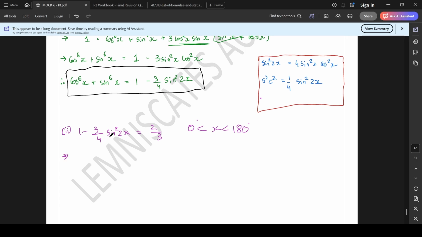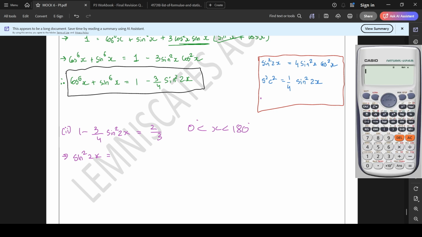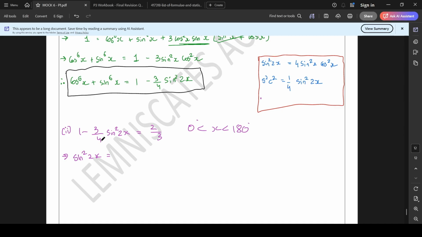So over here I can make sine square 2x first of all the subject of formula. And this is by doing 1 minus 2 by 3, and whatever answer I get will be into 4 by 3. So let me do this in the calculator. So 1 minus 2 by 3 and multiply this with 4, divide this with 3. So 4 by 9 is what I'm getting. Of course, you can take your time, solve this, and you will eventually get this.